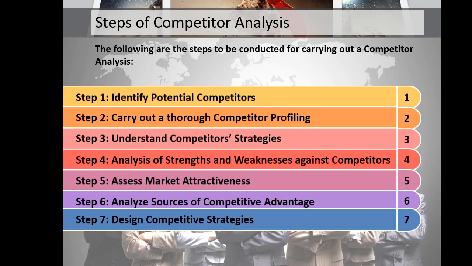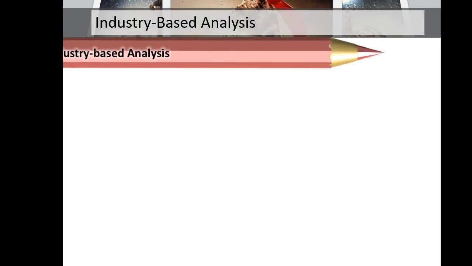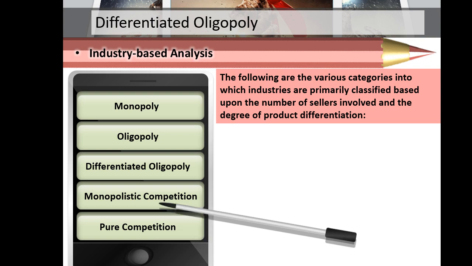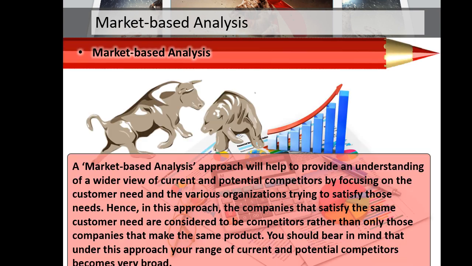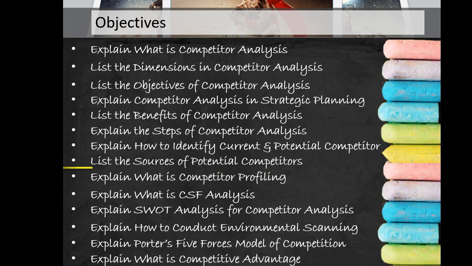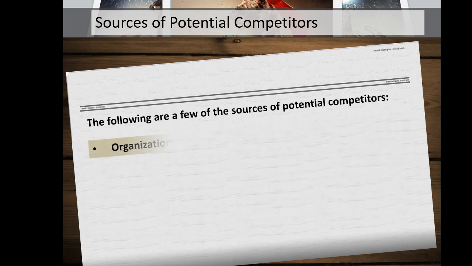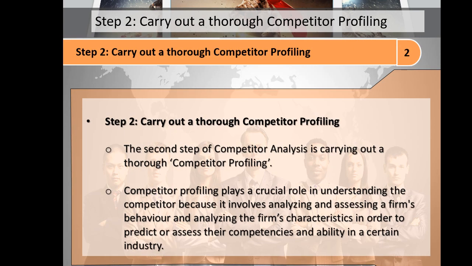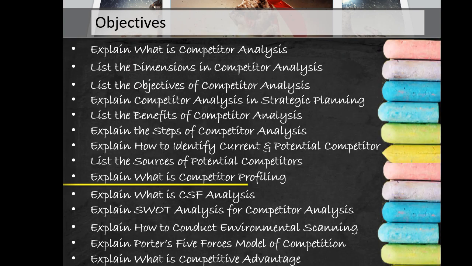Steps of competitor analysis. So these are the steps we are analyzing now. The first step, which all of this falls under, is trying to understand our competitors, know them. It is when you've known your competitor that you can now begin to profile your competitor. The second step of competitor analysis is carrying out a thorough competition profiling. Competition profiling plays a crucial role in understanding the competitor because it involves analyzing and assessing a firm's behavior and characteristics in order to predict or assess their competence and ability in a certain industry.